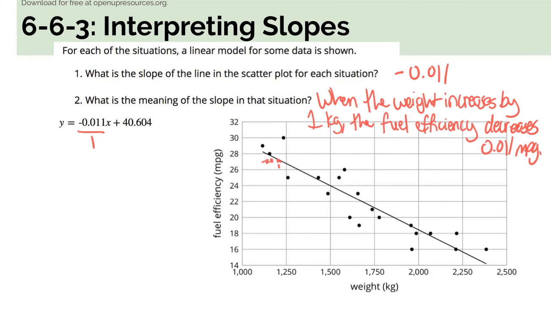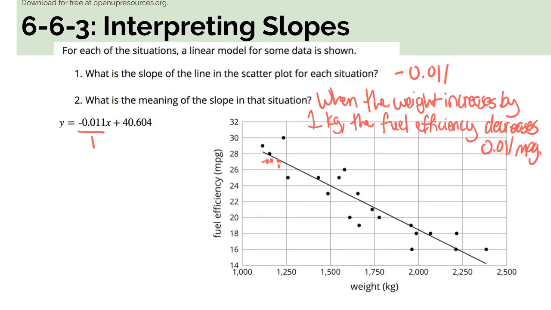On the second graph, your slope is negative 0.011, and again, you can write that as rise over run. And so what does that mean? Well, I drew it in my graph. My run being 1 is going to be very, very tiny right there. My rise being my negative 0.011. And what that means is that when the weight increases by 1 kilogram, the fuel efficiency decreases by 0.011 miles per gallon.